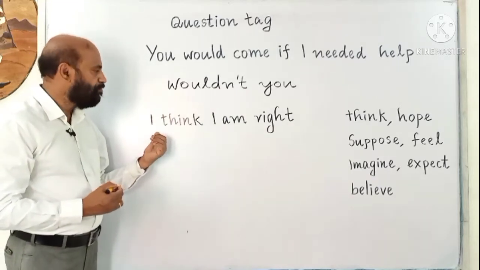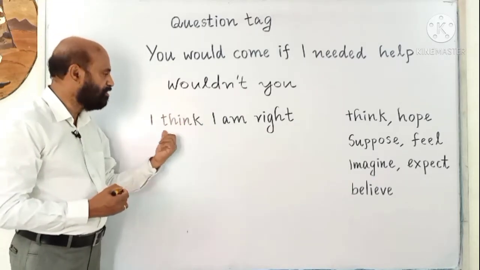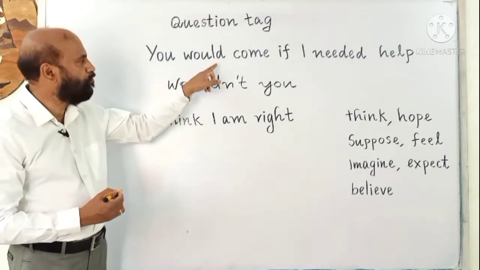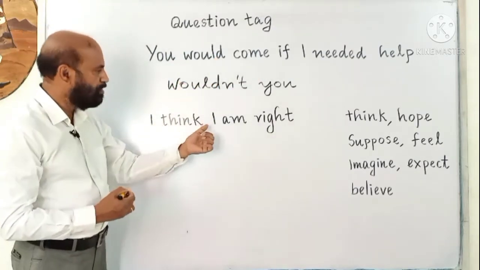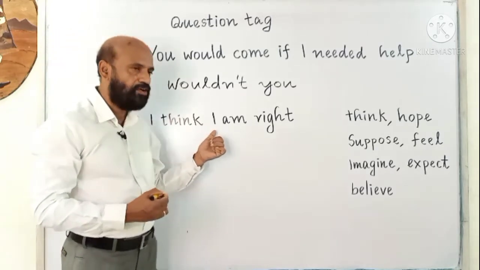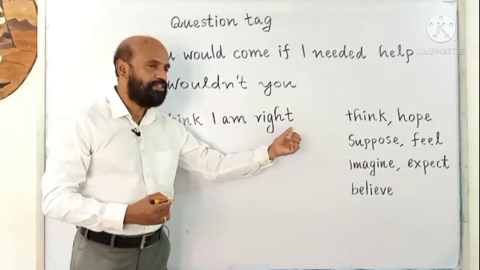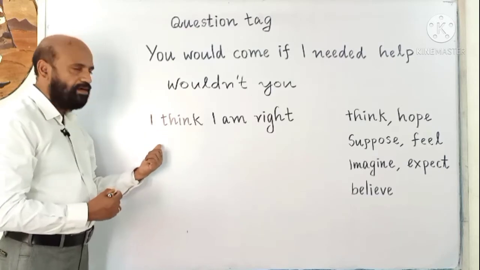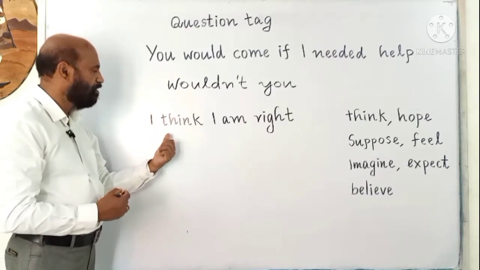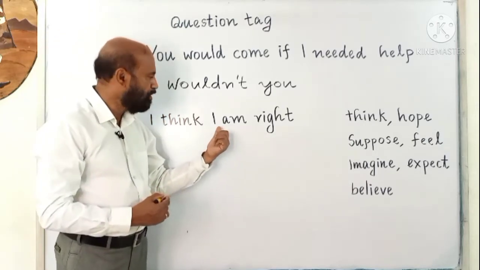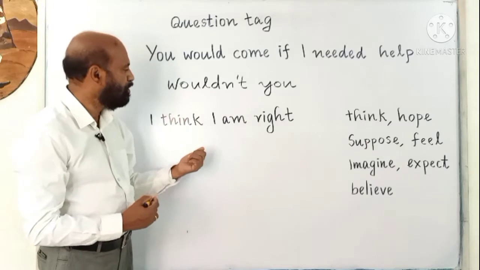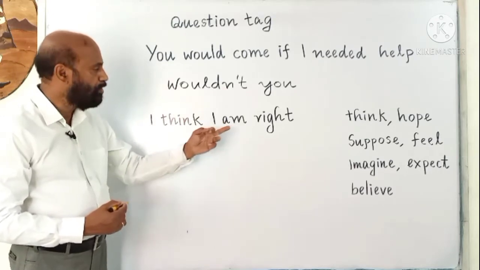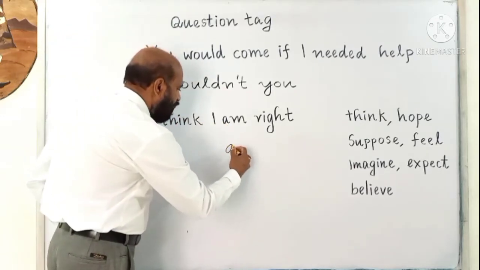Now in the second sentence, this is the main clause: I think. I am right. This is the subordinate clause. In the first sentence, we form the question tag of the main clause. But in the second sentence, we have to form the question tag of the subordinate clause. So if you are taking the main clause, the question tag is, don't I? If you are taking the question tag of the subordinate clause, the question tag is, aren't I? Here we have to form the question tag of the subordinate clause, aren't I?